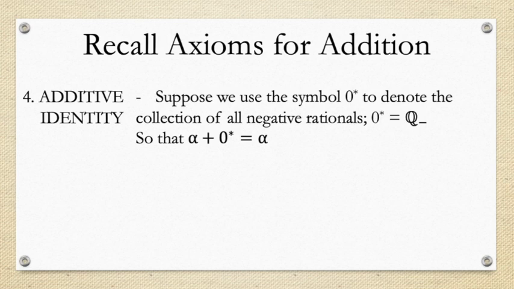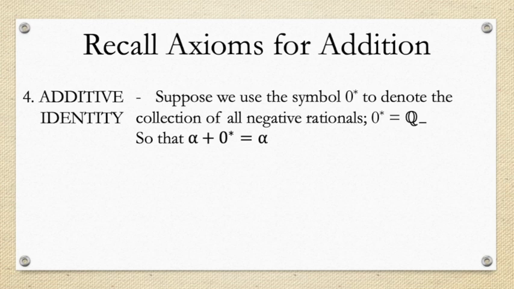Suppose we use the symbol 0 star to denote the collection of all negative rationals, so that alpha plus 0 star equals alpha. 0 star are actually cuts, and these are actually sets of rationals. This implies that alpha plus 0 star is contained in alpha, and also alpha is contained in alpha plus 0 star. This means if I take something in this alpha and I add something from 0 star, which is the set of negative rationals, the sum will still be in alpha, because when you add a negative to some number in alpha, it will only get smaller because it's closed downwards. In the same manner, if I pick something in alpha, it will be the sum of something in alpha and a negative rational, because there is no largest number.